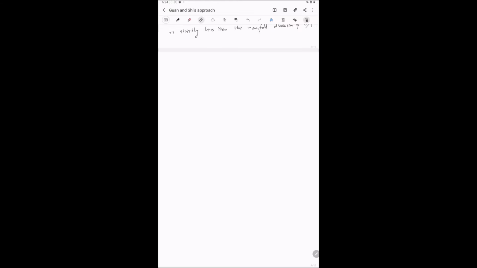The proof of this theorem uses the uniform contracting property of the Eskin-Margulis height function. And this is in their 2004 paper. The first thing we want to do is introduce some notation.